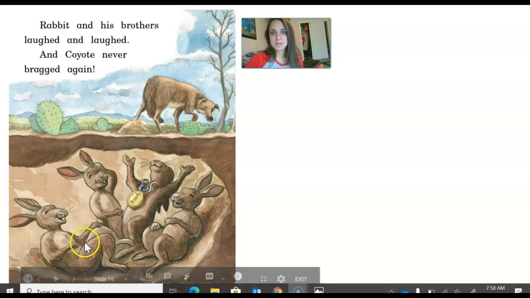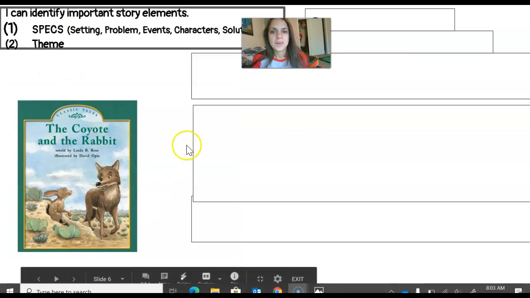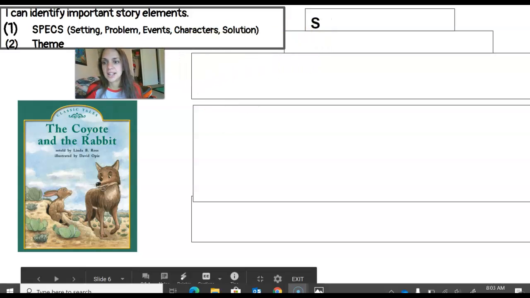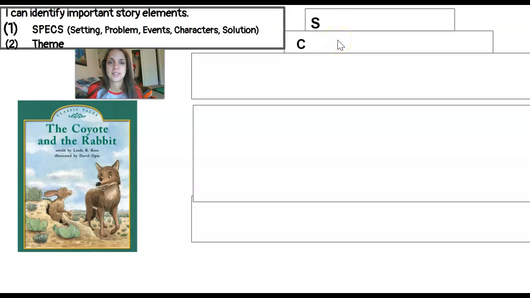All right, let's talk about the text. So, third graders, we are going to have a discussion and identify the setting, problem, events, characters, and solution. Those are our story elements. So, what was the setting in the text? Now, I'm not going to answer it for you because you're going to do this on your Seesaw to show what you understand in the story, to show me what you can do as a reader. That way I can help teach you, okay? Who were our characters?